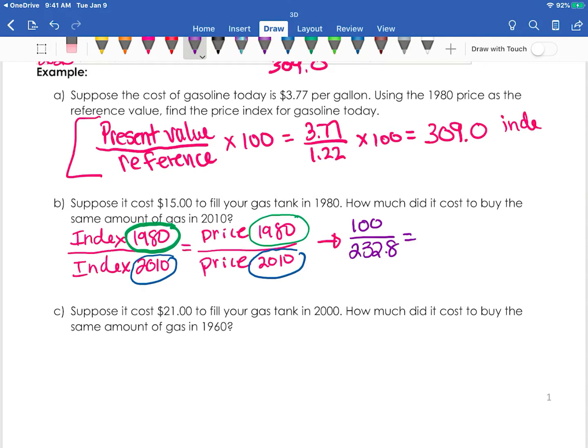Now we're going to do the second fraction, which is a comparison of our prices. The price for 1980 is given to us in the problem, and that's $15. However, the question is asking us to find the amount it costs to fill up a tank of gas in 2010. That's what we're looking for, the price in 2010. So I'm going to label it X because that's our unknown. You can label it whatever you want, but I'm going to label it X. Now we have an equation set up.